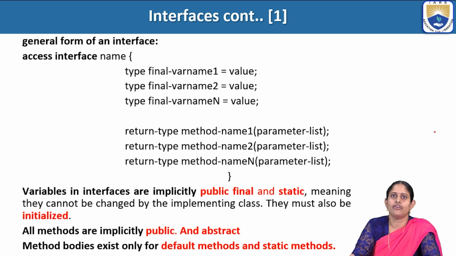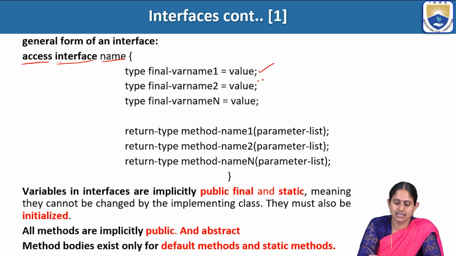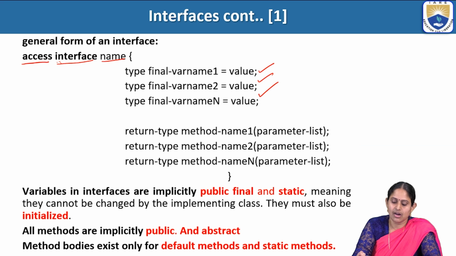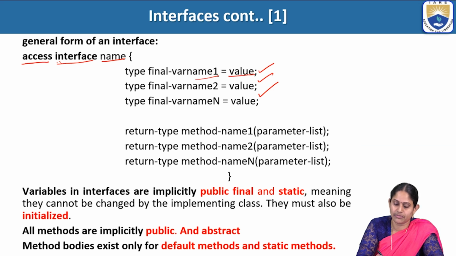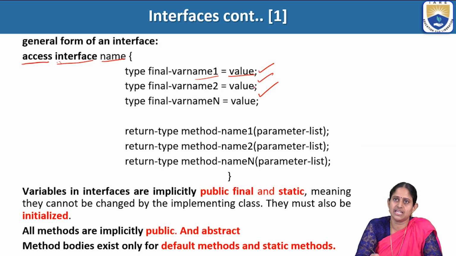Now this is the general form of an interface. We'll specify the access specifier keyword, the interface keyword and its name. Then these are the interface variables. These variables are always public, final and static. That means they should be assigned a value at the time of creation, they must always be initialized, and they cannot be changed since they are final.